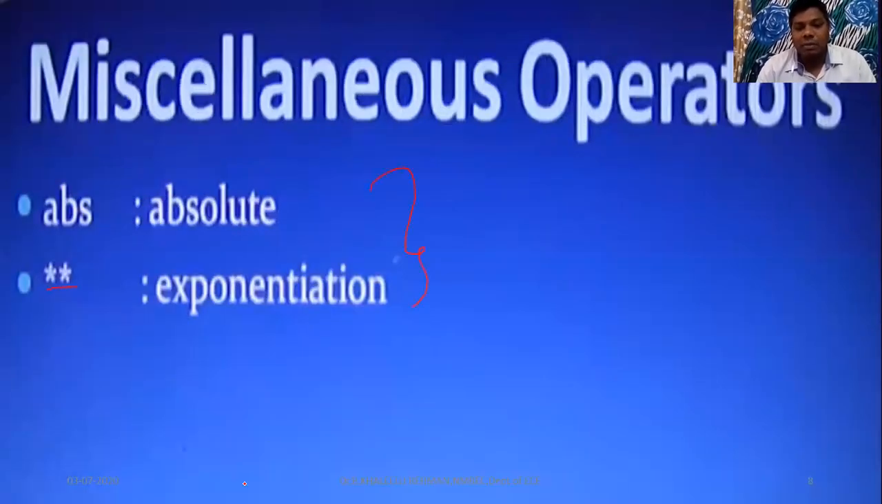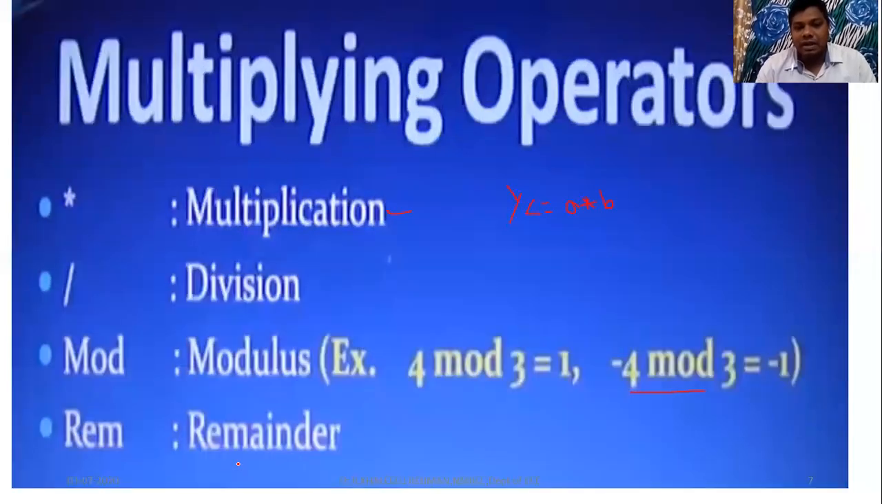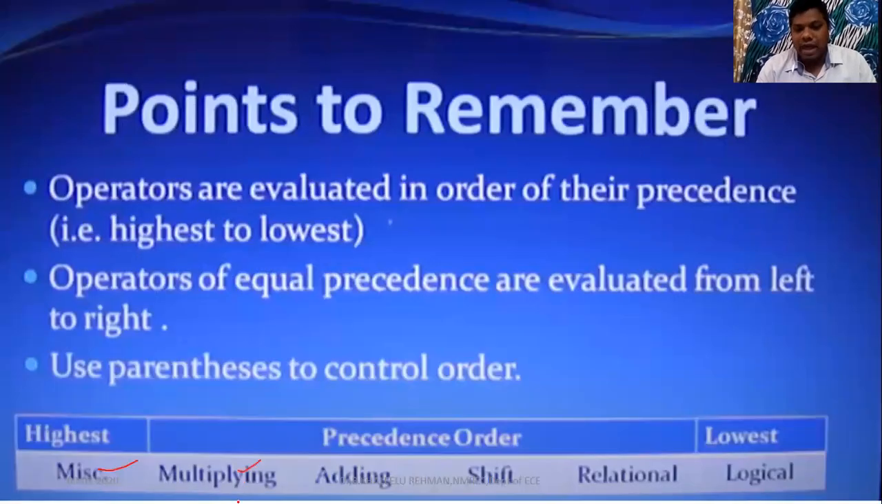Then we have the multiplying operators. Multiplying is the second highest priority. Then we have the adding, then the shifting, then the relational, and then the logical. This is the order of precedence for the VHDL program.